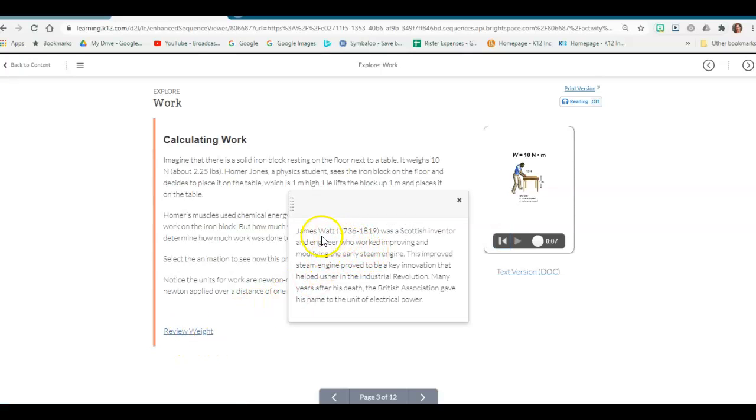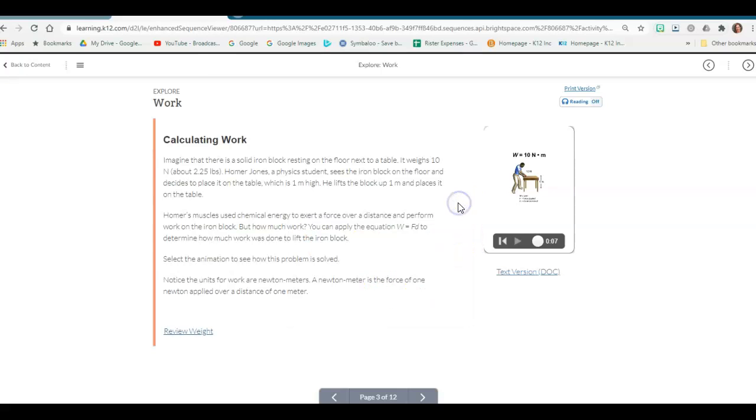So if we remember, James Watt is the Scottish inventor and engineer who worked at improving and modifying the early steam engine. This improved the steam engine. It proved to be the key to innovation that helped usher in the Industrial Revolution. So many years after his death, the British Association gave his name the unit of electrical power. So if you remember Watt, it's the unit of electrical power.